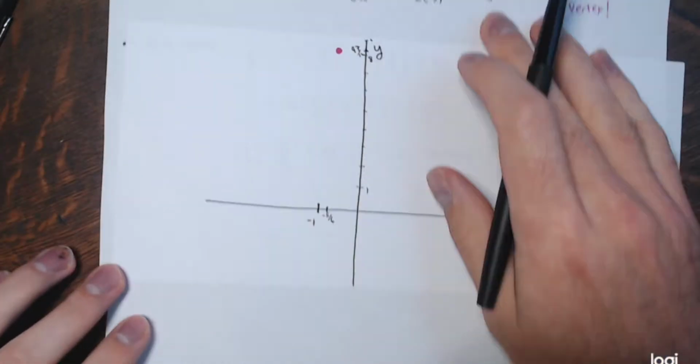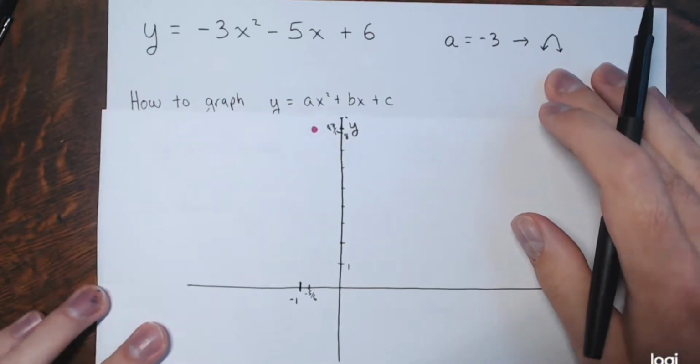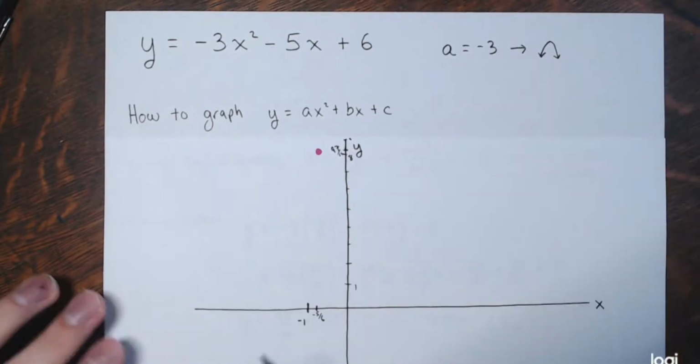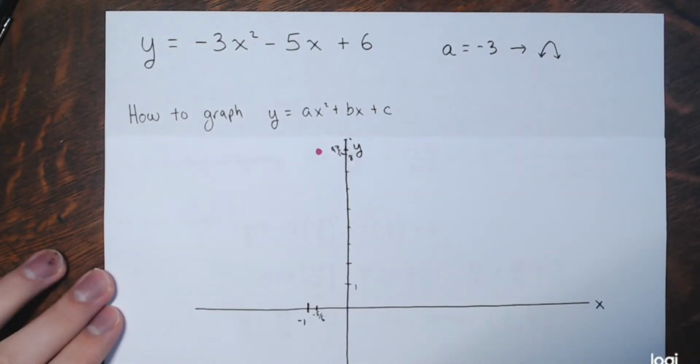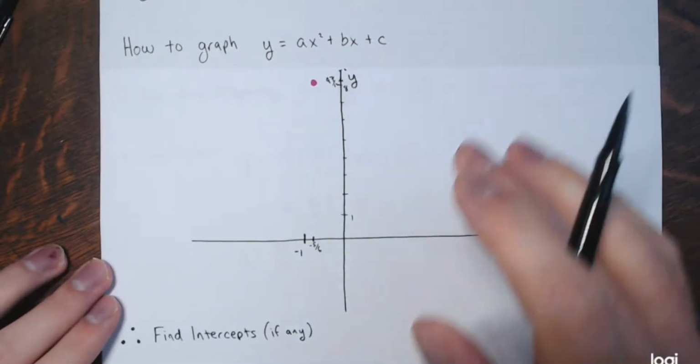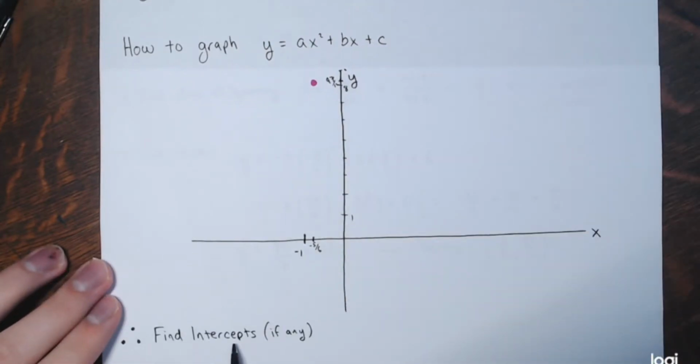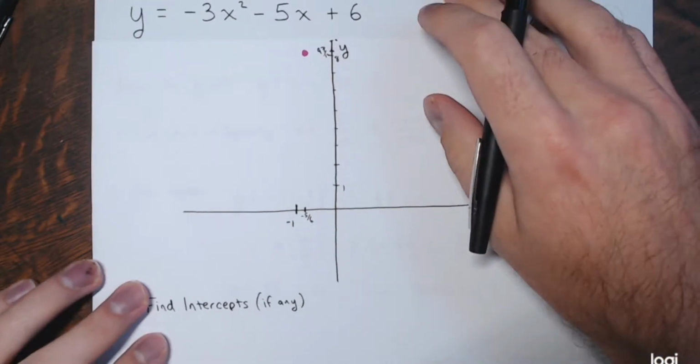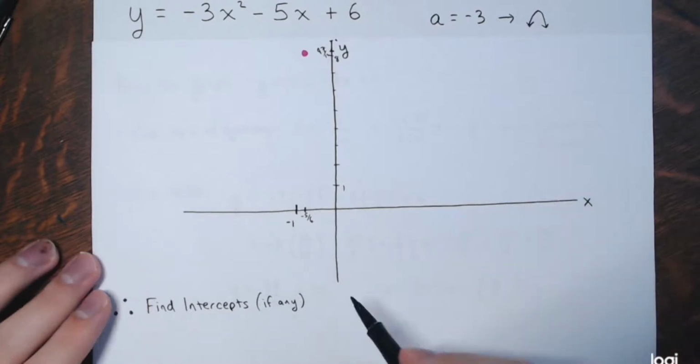Let's find the intercepts. I'm going to take my function here, and this is the part that we're asked to do for the question. Find the intercepts, if any, because sometimes you might not have any. So let's start with the y-intercept. That's usually pretty easy.